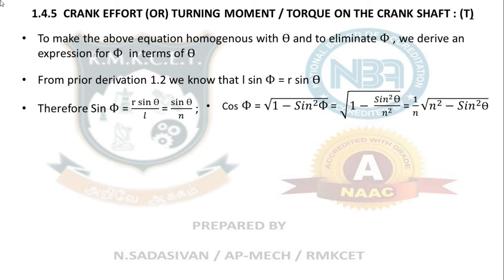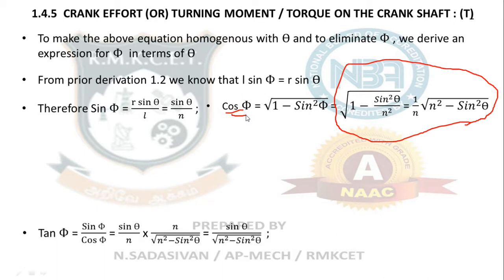So cos phi equal to root of 1 minus sin square phi, which is root of 1 minus sin square theta by n square. Now inside the square root take LCM, n square minus sin square theta by n square. Take the denominator n square outside. This is pretty easy, you can work this out. I don't want to explain it again and waste time. We have already done this earlier. So 1 by n root of n square minus sin square theta is nothing but cos phi.